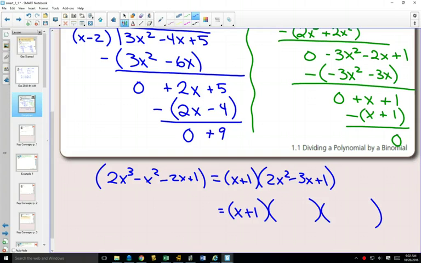How do I get 2x squared? What has to be first? 2x and x. Well, how do I get 1? 1 and 1. They would both have to be negative in order to get the 3x, and now we've factored this thing completely. So cubics can have 3 factors.